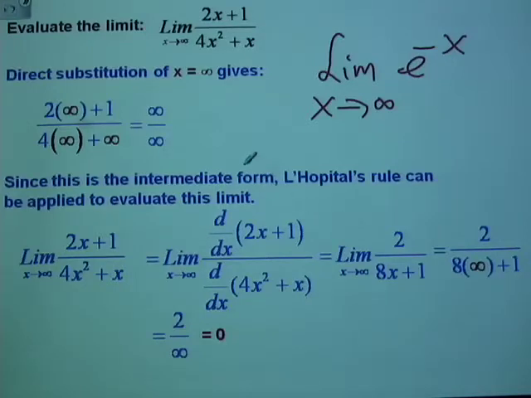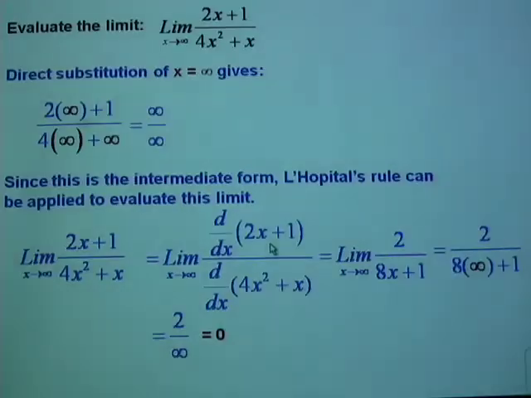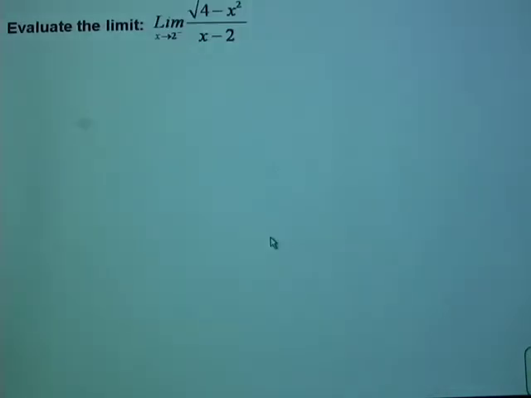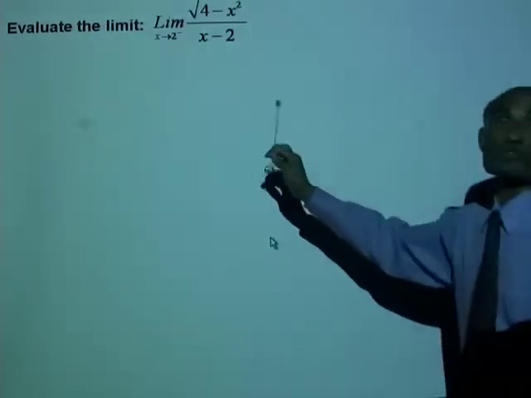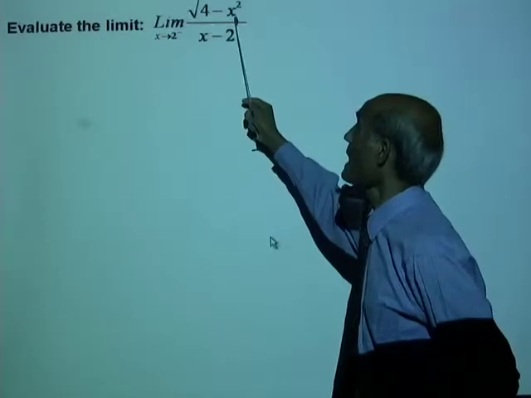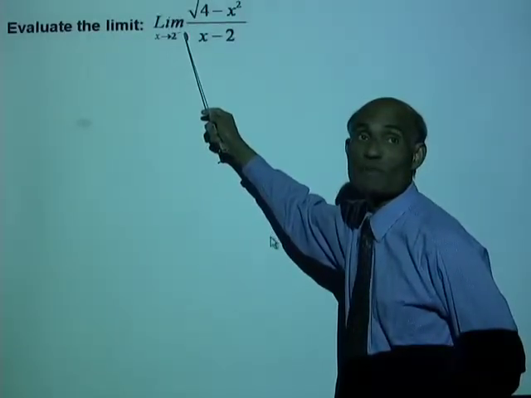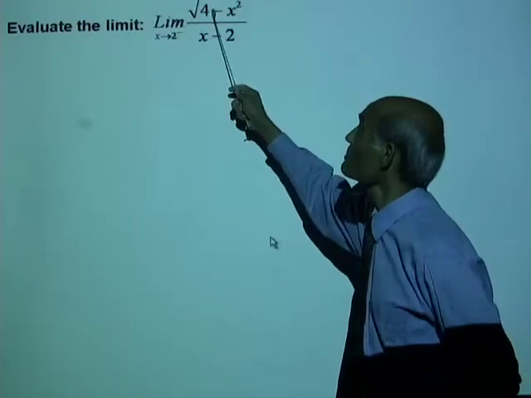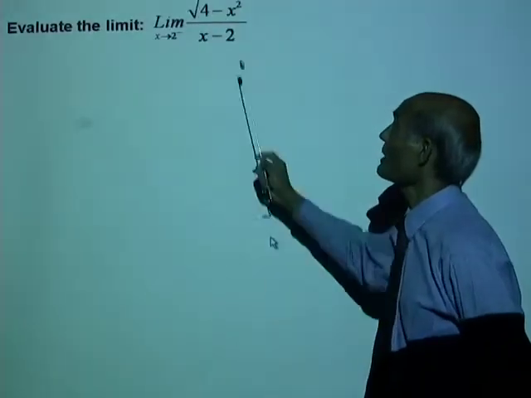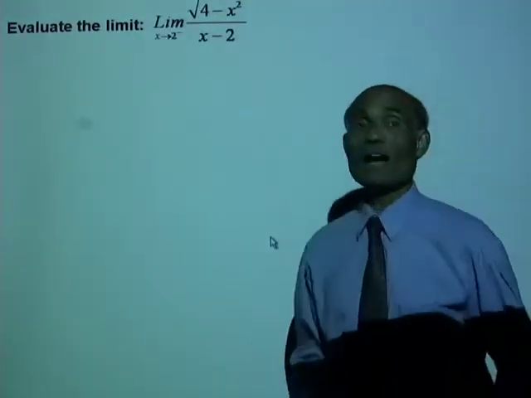Okay, let's do another one. Evaluate the limit as x approaches 2 from the left of square root of 4 minus x squared, over x minus 2.